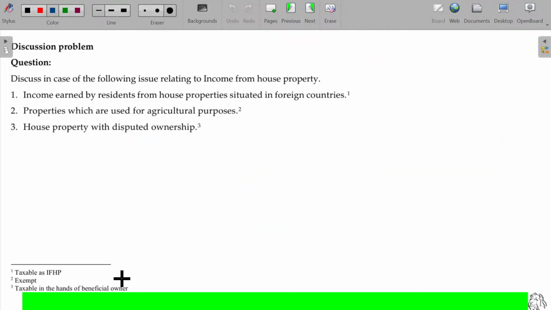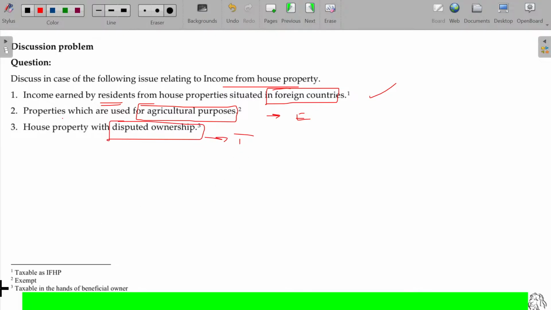Now, some theory. Discuss the following issues relating to income from house property. Income earned by residents from house property situated in a foreign country. Is it taxable? Yes. If you are ROR, whether the house property is within India or outside India doesn't matter, you have to pay tax on income from house property. Properties used for agricultural purpose: if used for agricultural purpose, it is agricultural income, completely exempted. House property with disputed ownership is still taxable in the hands of the deemed owner, the beneficial owner.